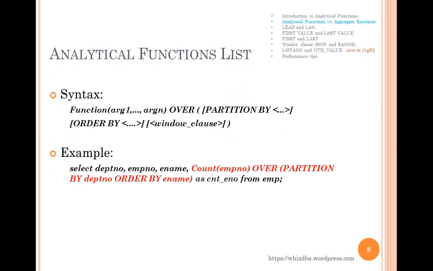The syntax for an analytical function is very simple. It has the function name and the argument. The argument can be one or more than one, followed by the over clause, then partition by, order by, and window clause, which are optional. The window clause is an optional one, and it will be discussed later in this session. The example of an analytical function is shown below.